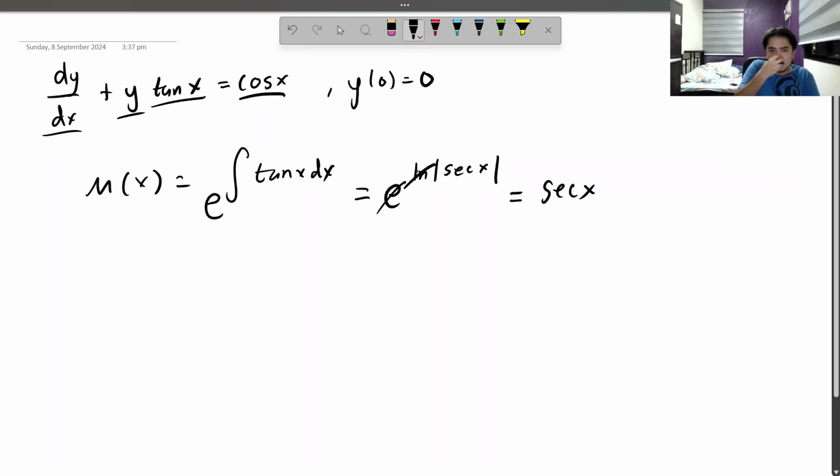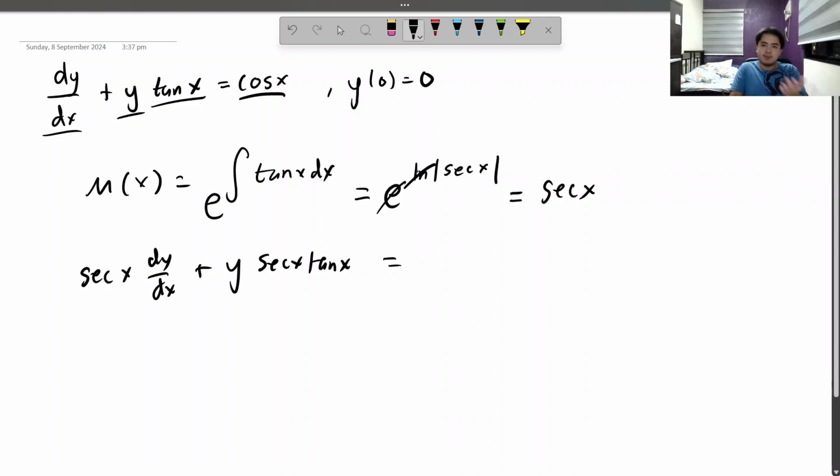This does mean that we can cancel e to the and ln, and then we get secant x. Now, the absolute value, you don't need to worry about that. Again, this is just a special integrating factor. We don't need a c or whatnot. It's too much stress, you know. So this is going to be it. So now, multiply the special integrating factor on both sides. So we get secant x dy over dx plus y times secant x tangent x equals cosine x times secant x is 1. All right. Because secant is 1 over cosine.